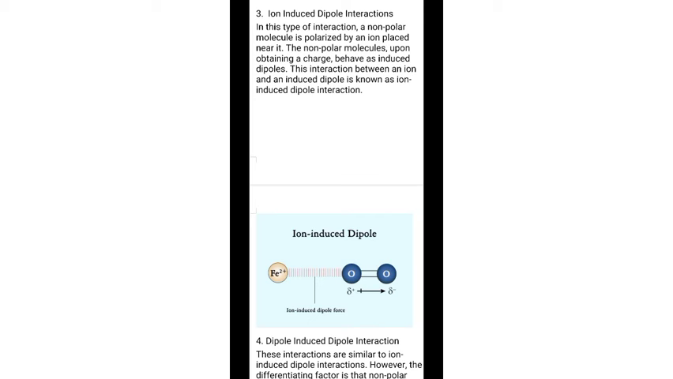So what will happen if an ion comes closer to the non-polar molecule? Due to the charge of this ion, there will be some induced force. There will be an attraction induced in this molecule due to the ion. Such interactions are known as ion-induced dipole interactions.